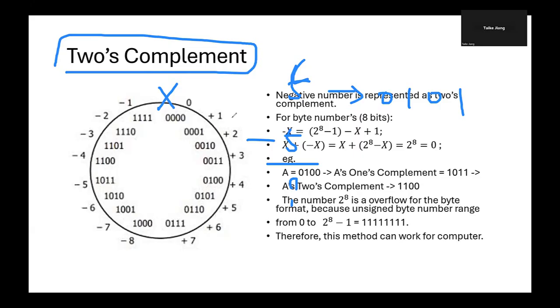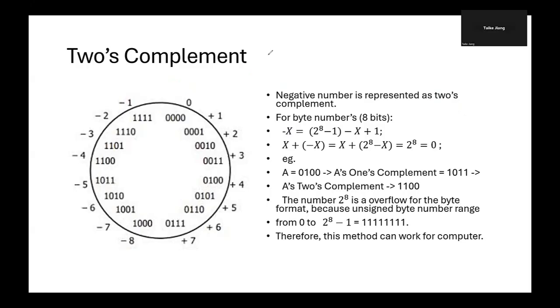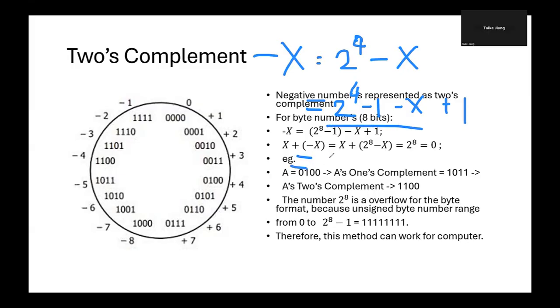It's called one's complement and then plus 1 to get the two's complement. So what is one's complement? Minus x is represented as 2 to the power 4, using the 4-bit system, minus x. It should be 2 to the power 4 minus 1 minus x, plus 1. So this whole thing is your 1111 minus x, plus 1.